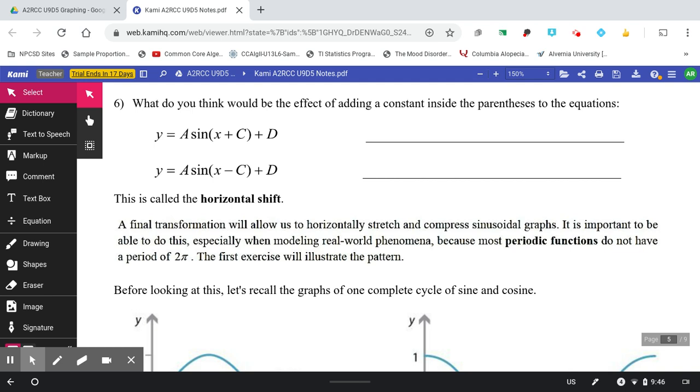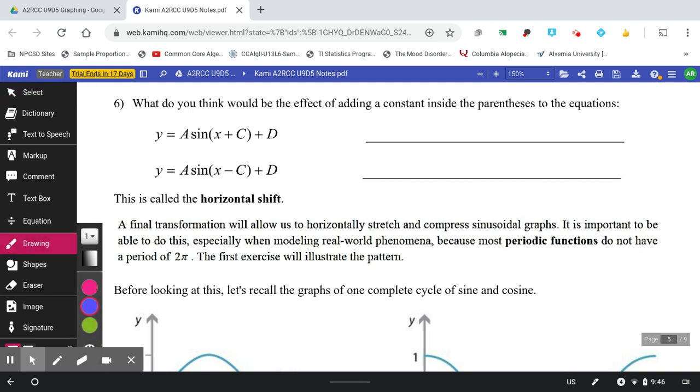So before, with the vertical shift, it was outside the parentheses, as you can see with this D over here. That's outside the parentheses. That goes up or down. Now, on the inside of the parentheses, you may remember from transformations, when you have this, it goes up. And if you have this, it goes down.